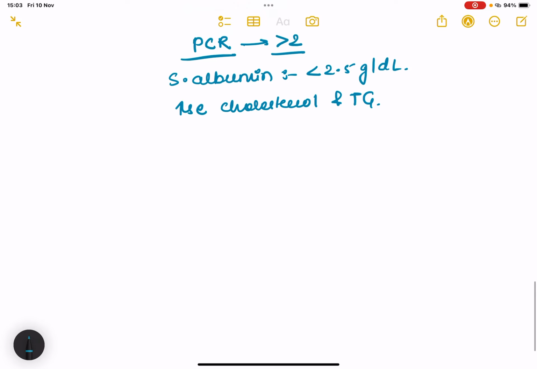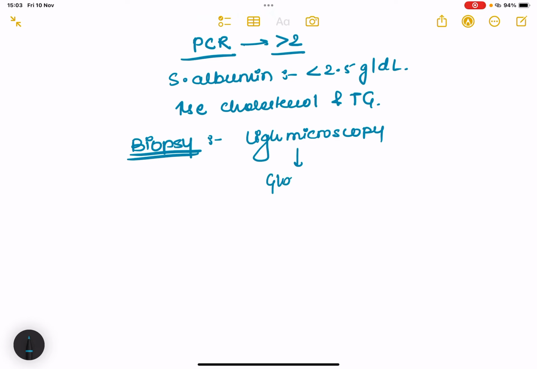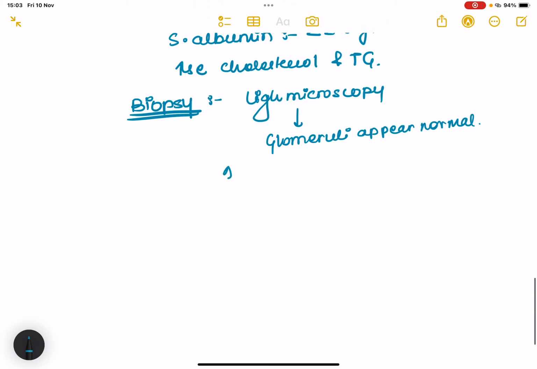And on doing a biopsy of the glomerulus, on light microscopy, the glomeruli appear normal. Why do the glomeruli appear normal? As the name represents, there is minimal change disease. Minimal means approximately no change. The glomeruli will appear normal. Next, we will do immunofluorescence studies. Immunofluorescence studies show no immunoglobulin or complement deposits.